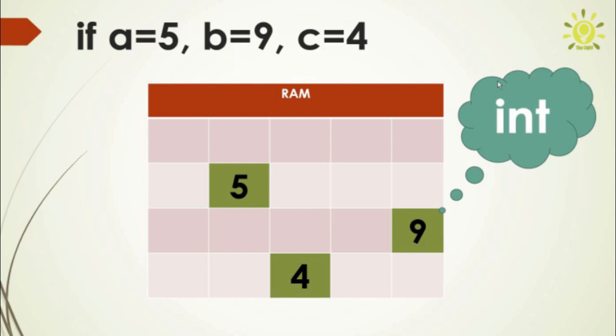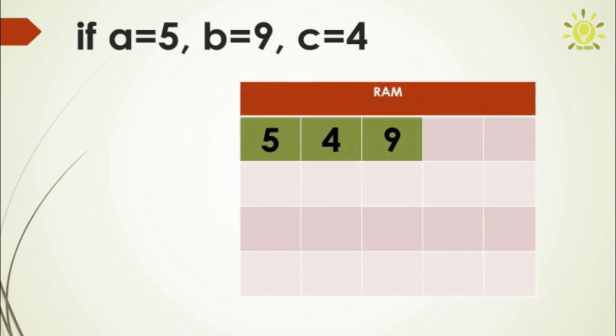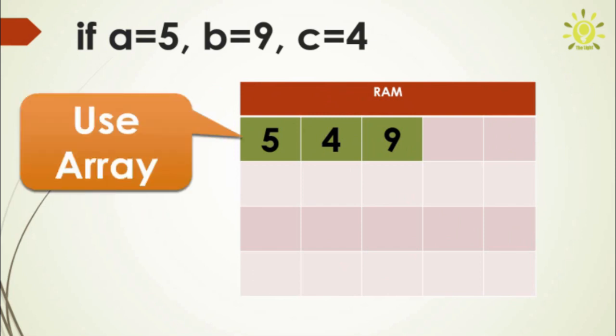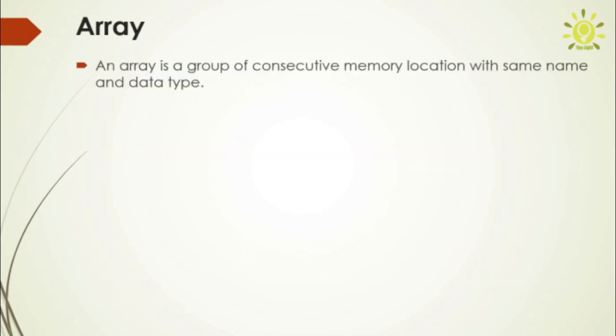So guys, if you want to store values in a sequence or in a list form, or you want to give them the same name, you must use an array. So what is the definition of an array? An array is a group of consecutive memory locations with the same name and data type.